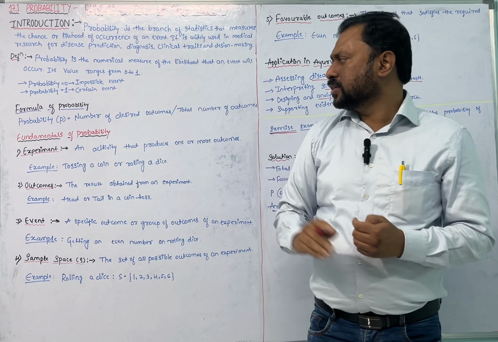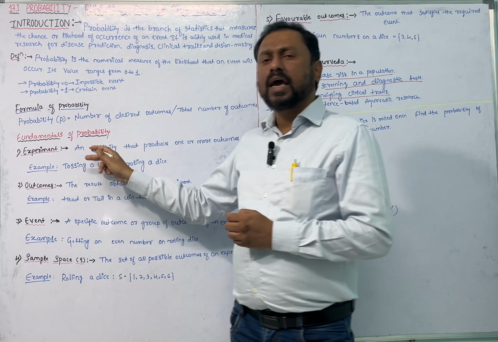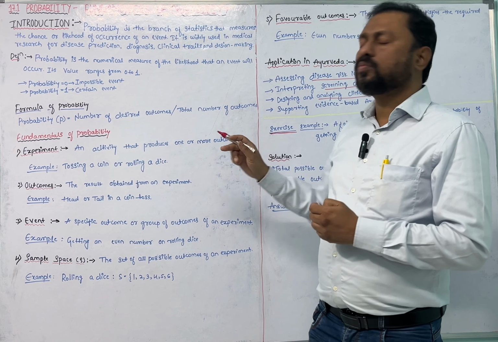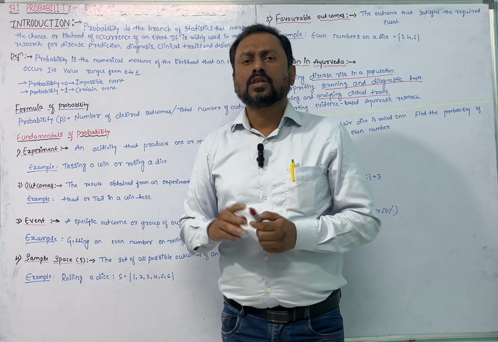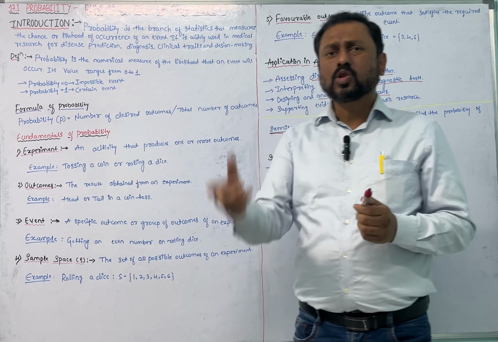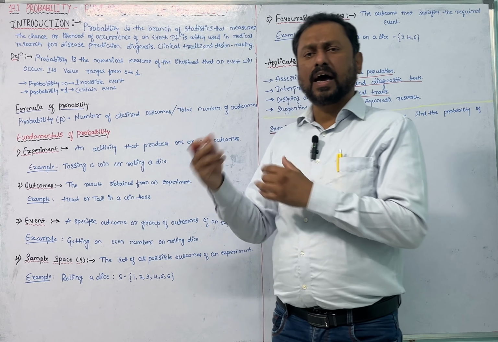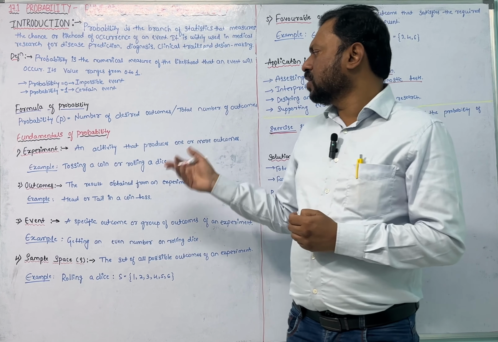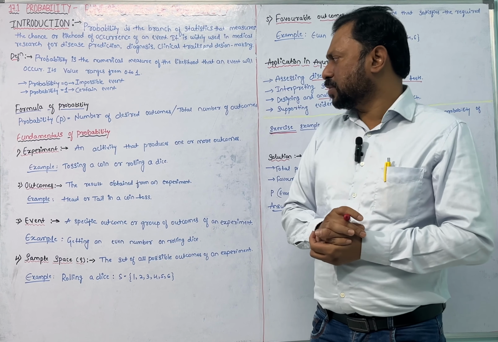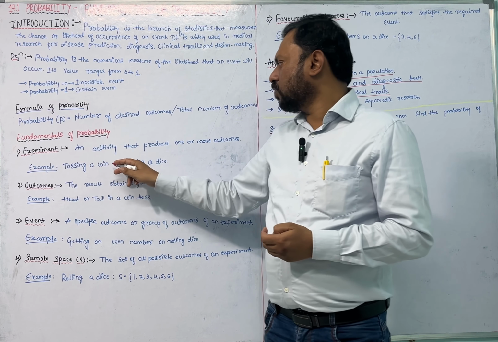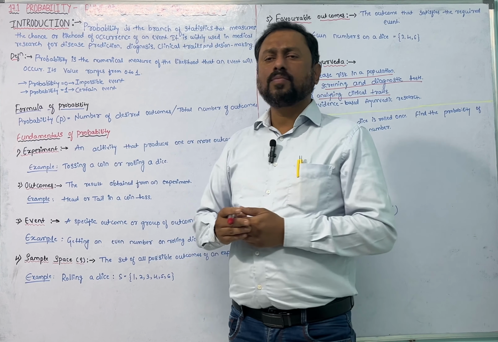The next point is the fundamentals of probability. The first point is the experiment. What is an experiment? An activity that produces one or more outcomes is called an experiment. Suppose we are throwing a dice, that is one experiment, or else tossing a coin, this is also called an experiment. The examples are tossing a coin or rolling a dice.